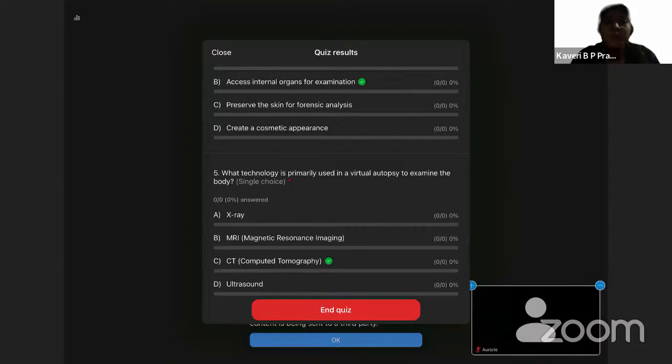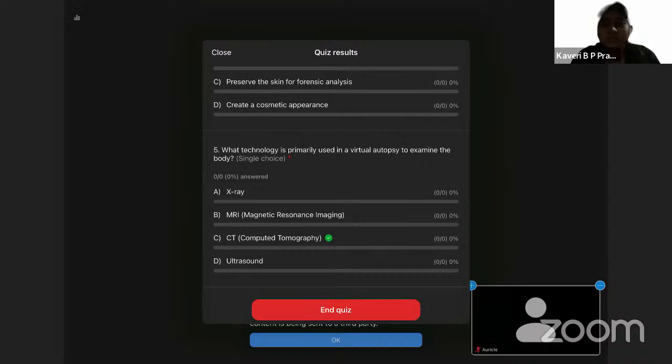Coming to the last MCQ, what technology is primarily used in the virtual autopsy to examine the body? X-ray, MRI, CT, or ultrasound? This is also an important question. I told you that in virtual autopsy, you use both CT and MRI. But which is the most commonly used? Is it CT or MRI? It is going to be CT. Why CT?